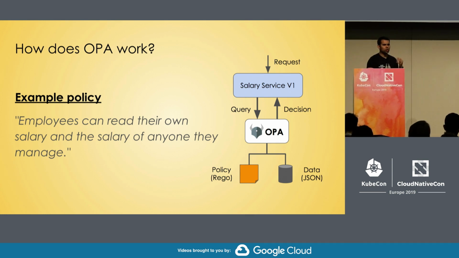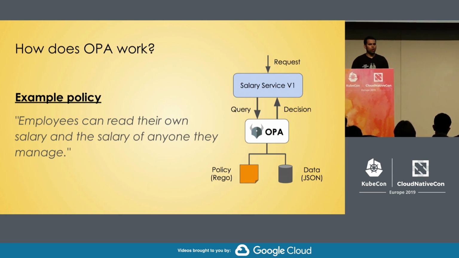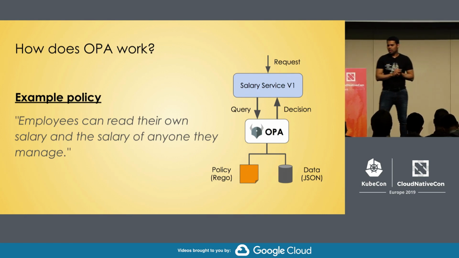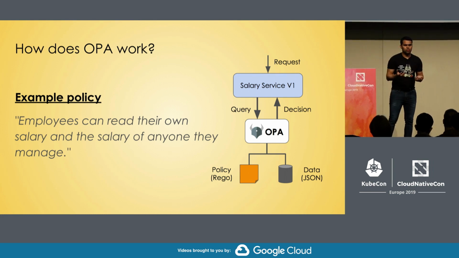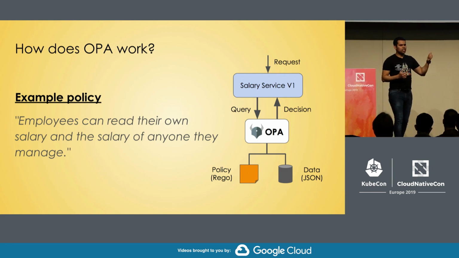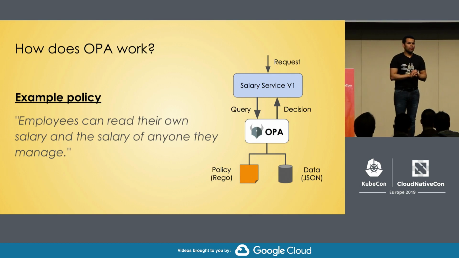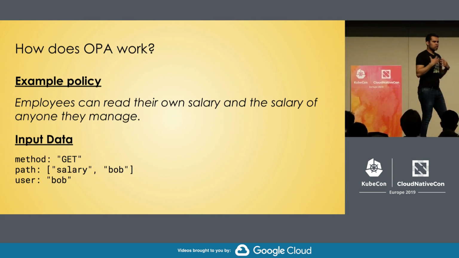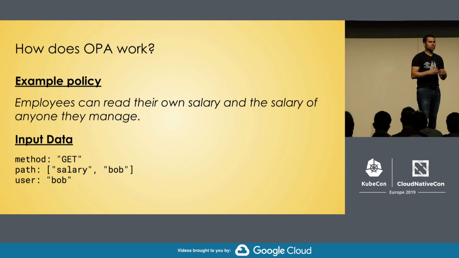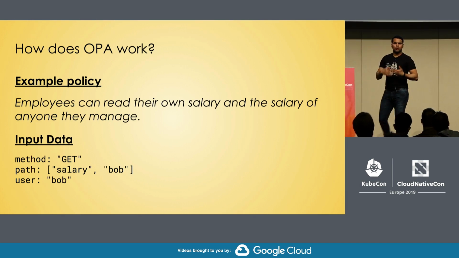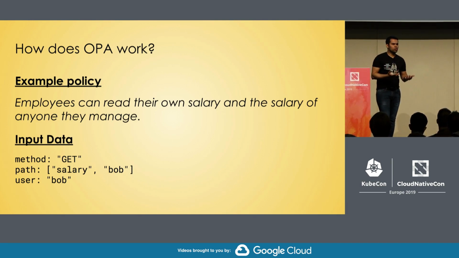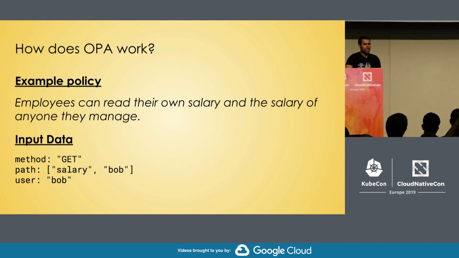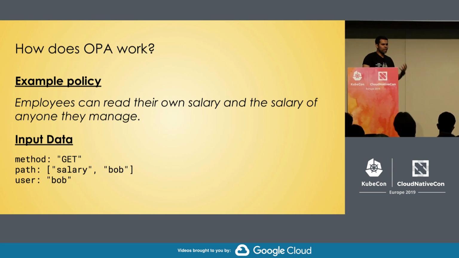And so now imagine you wanted to enforce a policy in English which said that employees can read their own salary and the salary of anyone they manage. So now let's take this policy in English and try to implement it in OPA by writing some Rego. And so like I said, when your service asks OPA for a decision, it needs to provide some kind of input to OPA, like your method, your path, or the authenticated user who makes the request.